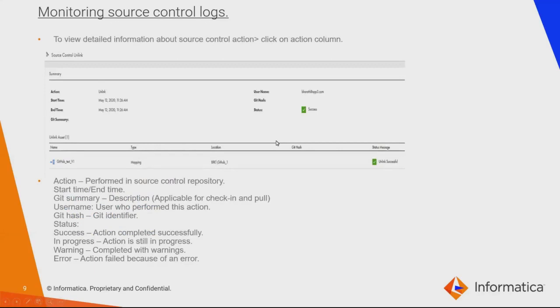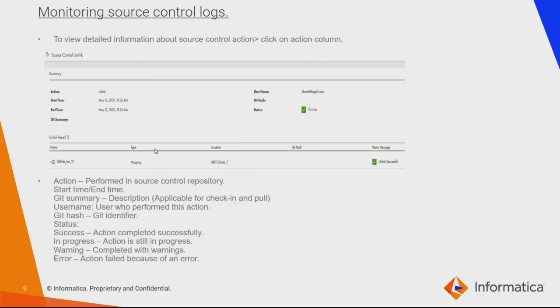Okay, now in the previous slide, we just saw the monitoring of the source control log. So say in case there's any failure, or if users want to go ahead and view detailed information about the actions that have been performed by a specific user on an object, then users can click on the action option, which is a hyperlink. So just click on that and this page will open. So this will give us the summary of what was the action that was performed in the GitHub. This is documented in the Informatica Cloud Monitor under Monitor Source Control Logs.